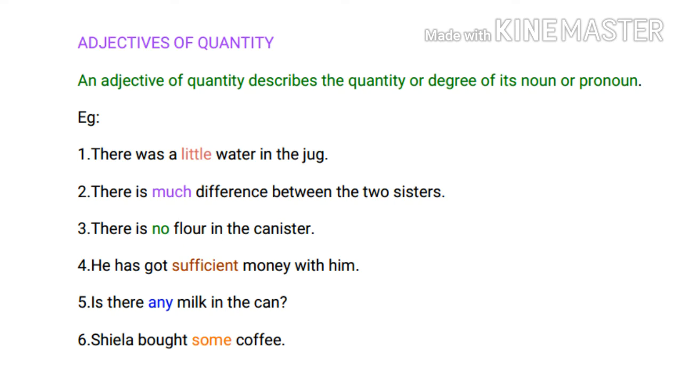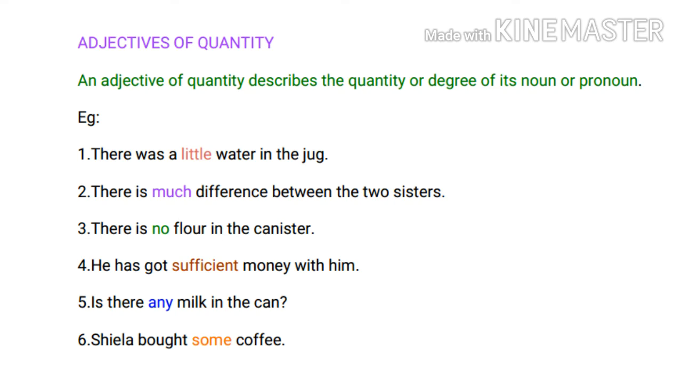Adjective of quantity. An adjective of quantity describes the quantity or degree, that is, the extent of its noun or pronoun. For example, there was a little water in the jug. Remember, little is a negative word. A little is positive. So, here the sentence means the jug contains some water. There is much difference between the two sisters. Here the adjective much describes the extent of difference between the two sisters.